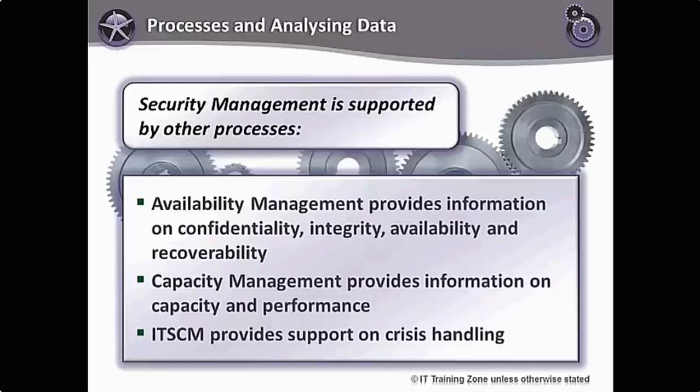Security management is supported by other processes, as you can see now. Availability management provides information on areas such as confidentiality, integrity, availability, and recoverability. Capacity management provides information on capacity and performance. For example, a major increase in network traffic could indicate the presence of a virus. And service continuity management provides support during planning for how to handle a crisis.